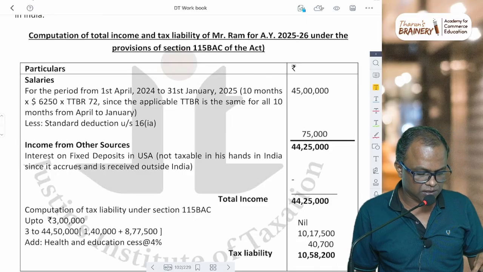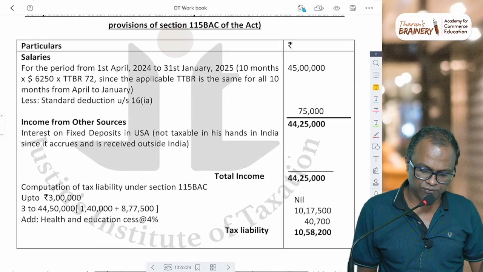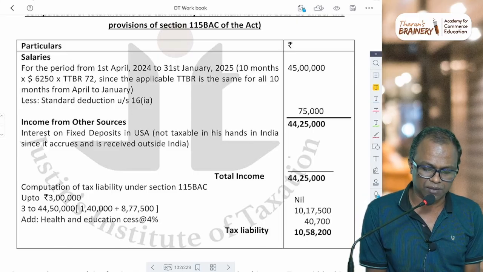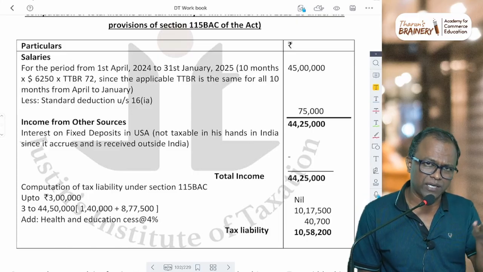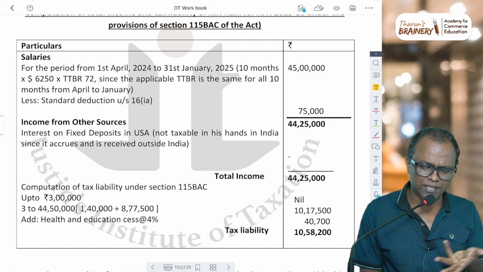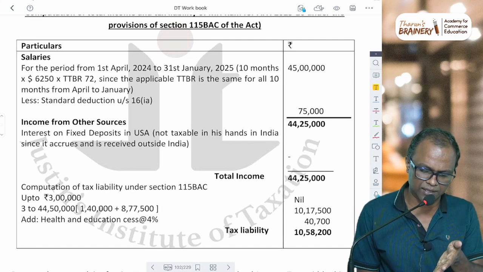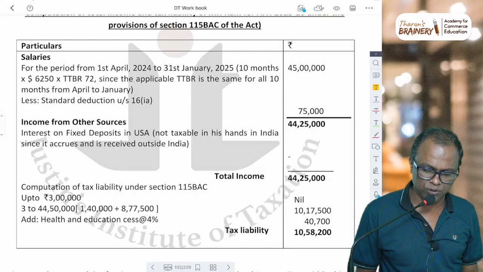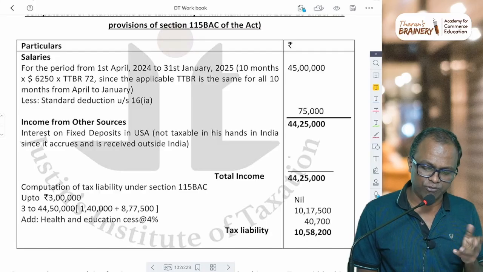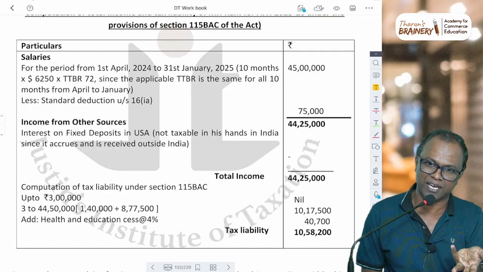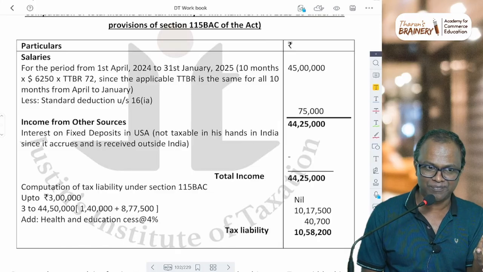So tax is 10 lakh 58,200 including cess, correct? Surcharge not applicable. Simply find out the rate of tax. Again, no other income. This is the tax liability. This is the rate of tax: 10 lakh 58,200 divided by 44 lakh 25,000 into 100. You will get the rate of tax in India, 23.5. If you apply 23.5 percent on 44.25 lakh foreign income, again the same amount will be got because there is no other Indian income.